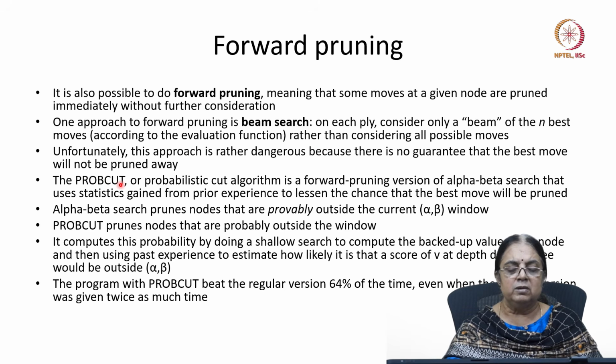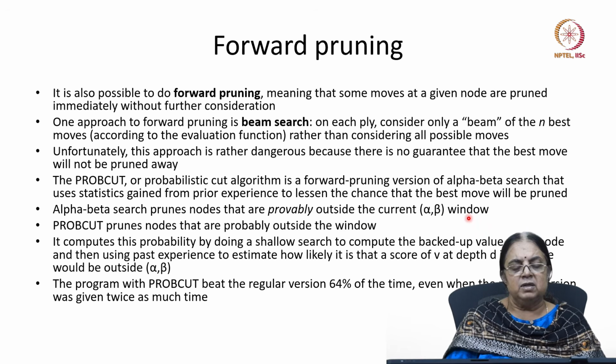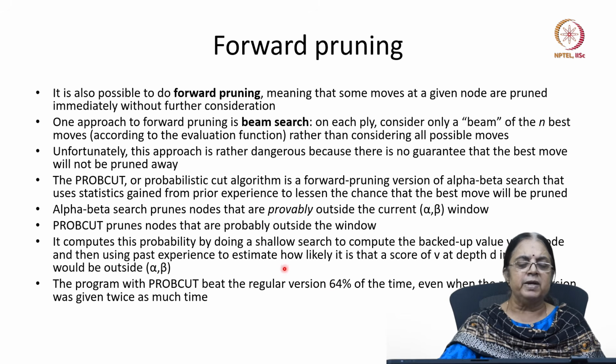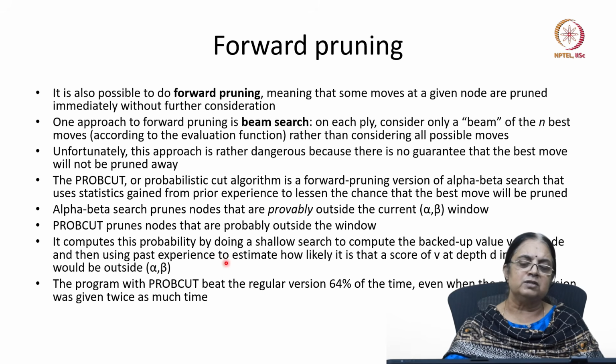And of course, in the case of alpha beta, you're sure that the nodes are outside the window, whereas here it's only a probability that you're basing it on. But it is found that in many games, you do get a good outcome by doing this. So what you can do is combine all the different techniques that I spoke of, right? And try to play chess.